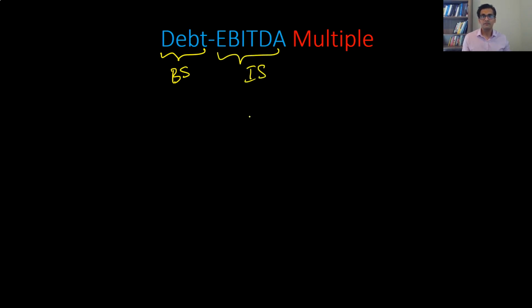Debt-to-EBITDA multiple. Notice the first thing about it. It's using some information from the balance sheet. Debt is coming from the balance sheet, and the EBITDA is coming from the income statement, right? So this is unlike the other ratios where it was either coming from the balance sheet or only coming from the income statement. This is a hybrid ratio. It looks at how much debt you have in relation to your earning power.